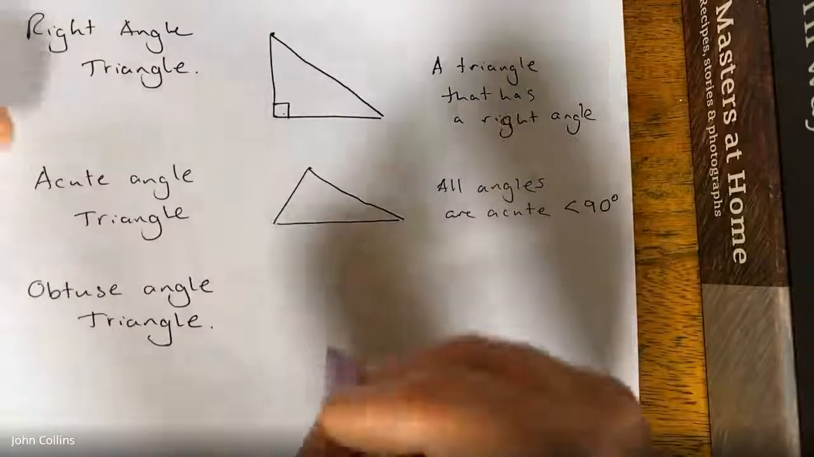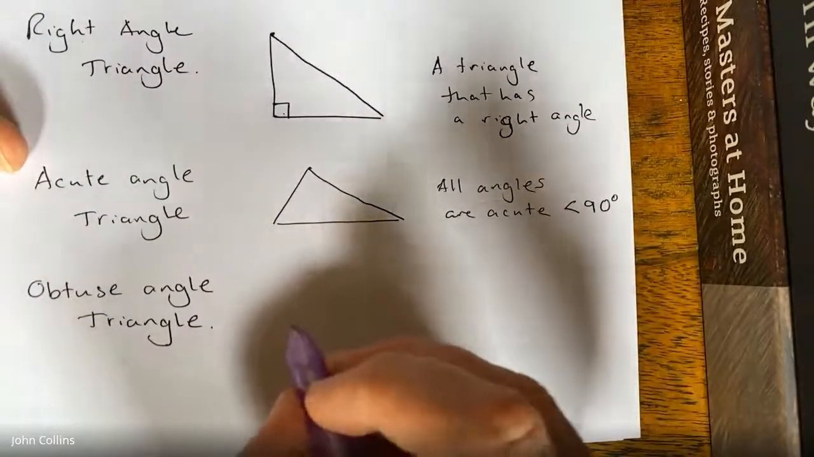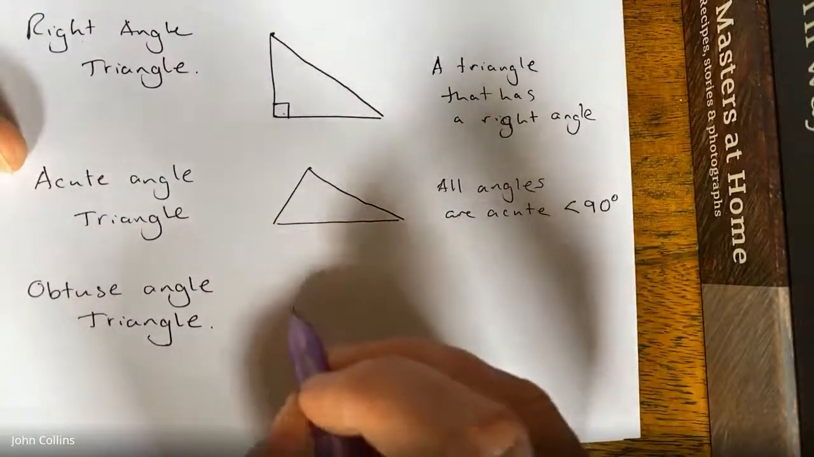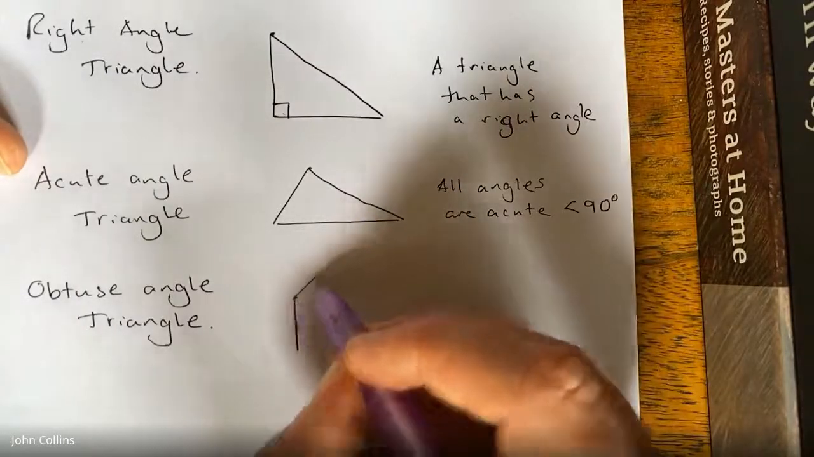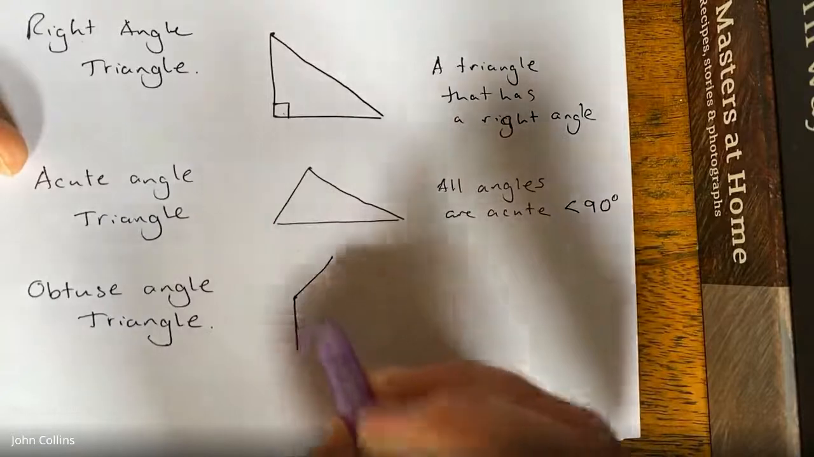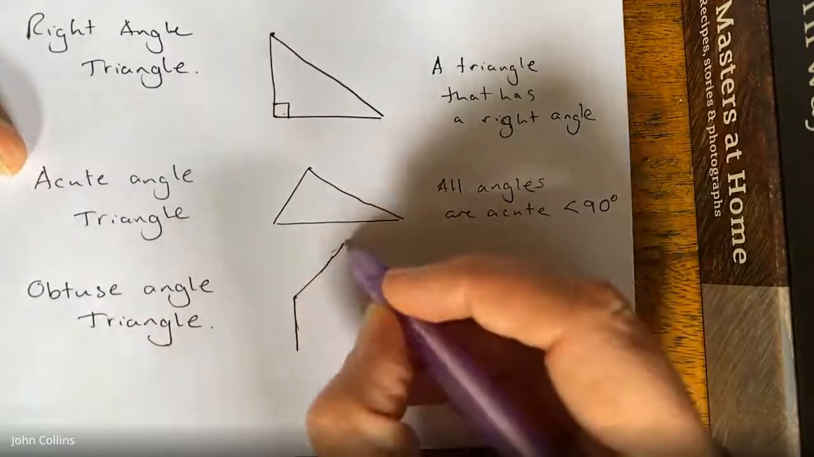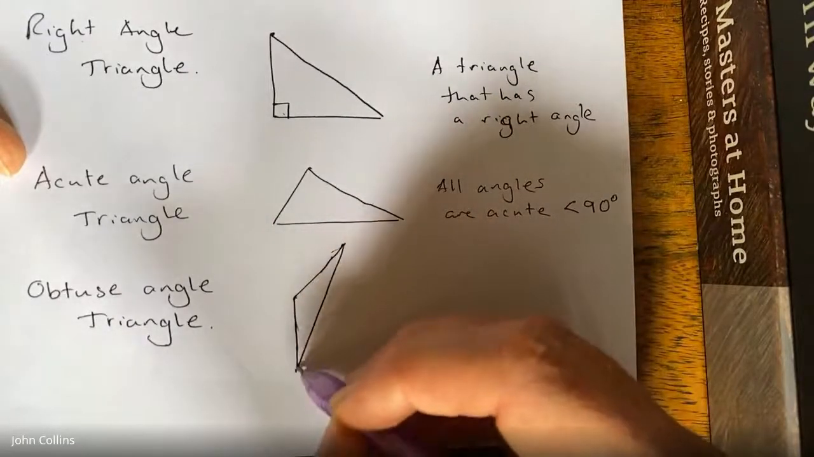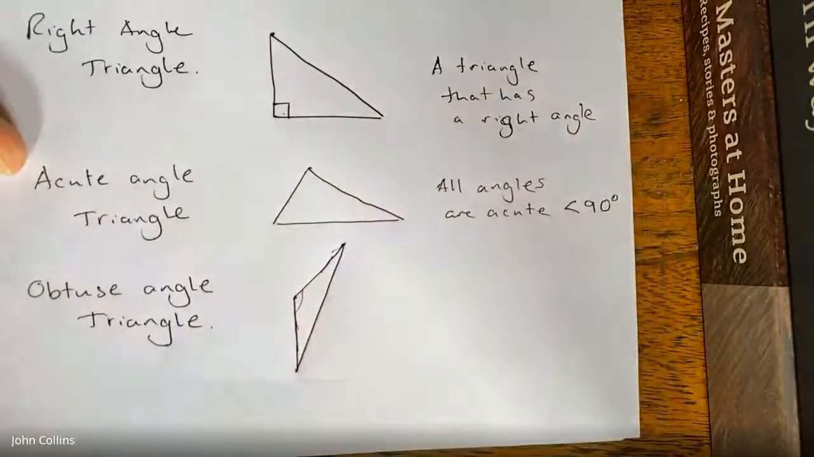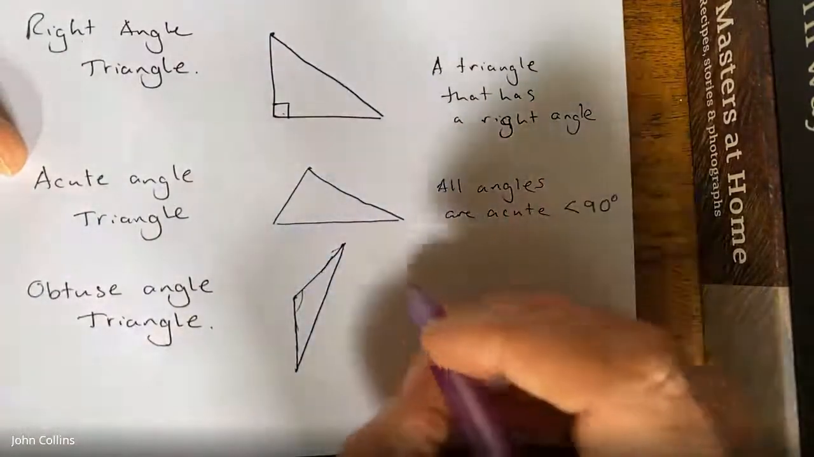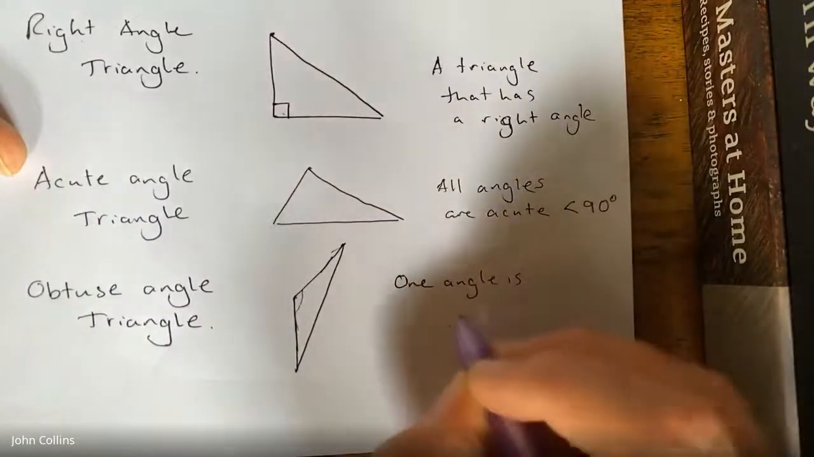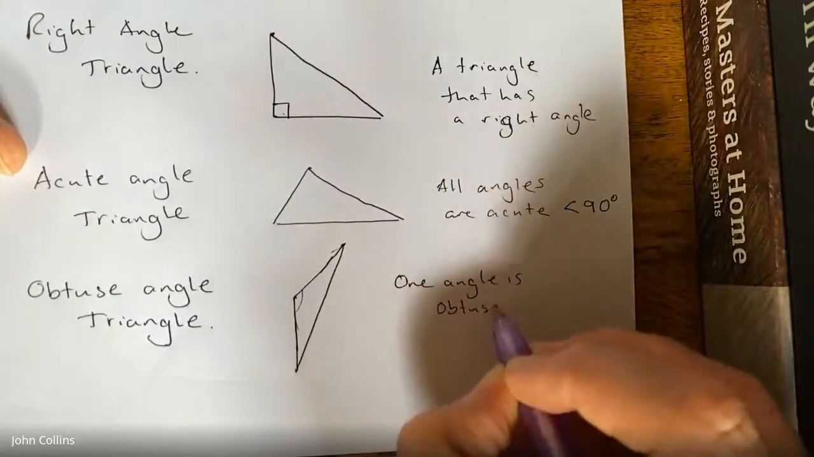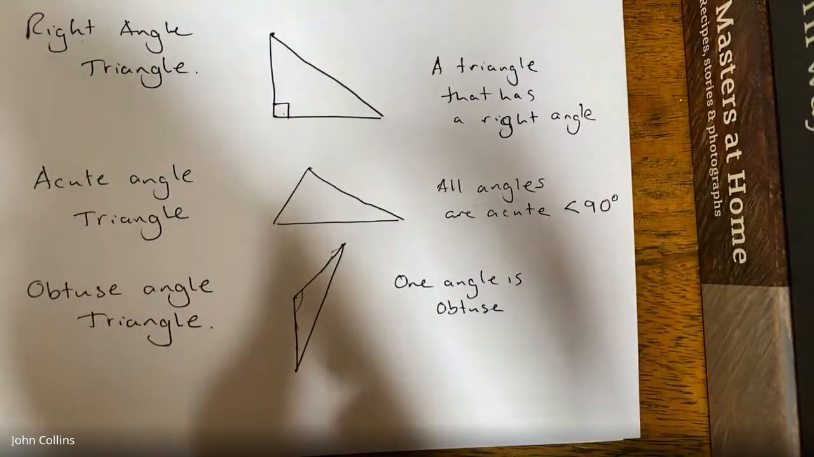An obtuse angle triangle is a triangle that has an obtuse angle. So let's make an obtuse angle first. That's definitely an obtuse angle here, isn't it? And if I just join those together, you can see that that is an obtuse angle. So obtuse angle triangle, one angle is obtuse. Can anyone tell me the reason why you can't have more than one obtuse angle in a triangle?